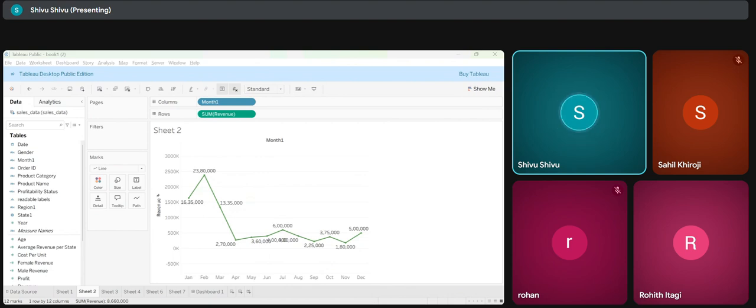Overall, the graph tells us that the company's revenue is not constant. It goes up and down throughout the year with a few peaks and drops. This helps us understand which months performed well and which months need improvement. In February, there is a high of about 23 lakh 80,000. Then coming to the next sheet.